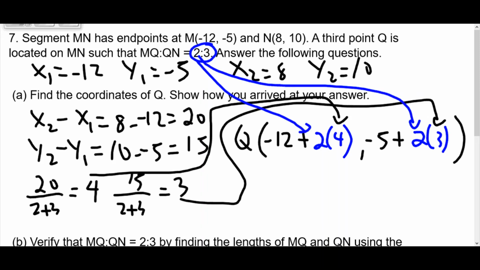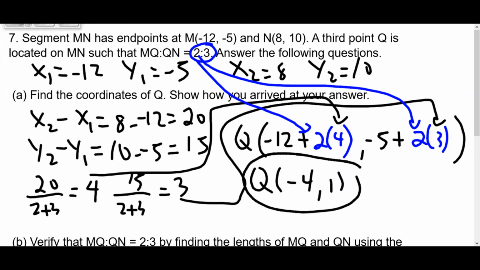So let's find the coordinate. So Q is going to be negative 12 plus 8, which is negative 4. And negative 5 plus 6 is going to be positive 1. So our Q value is 4, comma 1.